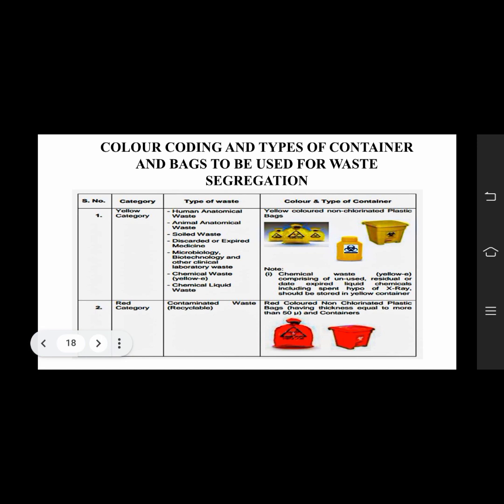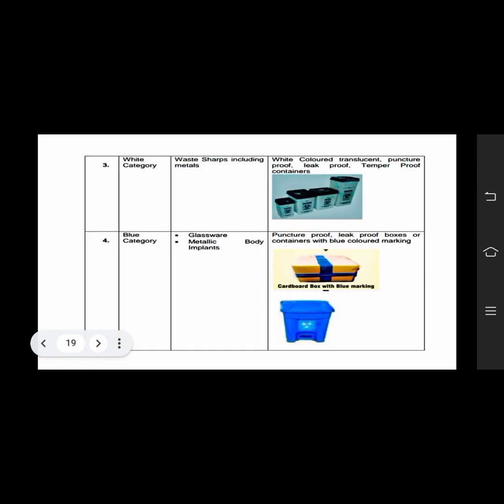The segregation in the yellow bag: all the anatomical, soiled waste, microbiology waste, all these things come under the yellow bin. Then the red category, all the contaminated infectious waste. Then we also have the white category, where waste sharps including metals come under the white bin. And the blue bin, where glasswares, metallic implants, all come under the blue bin.